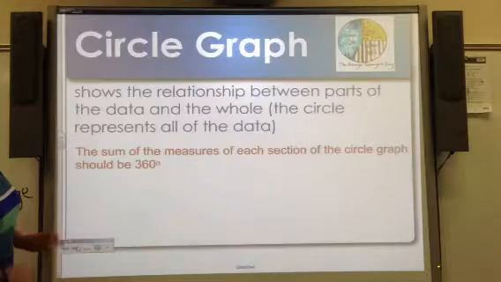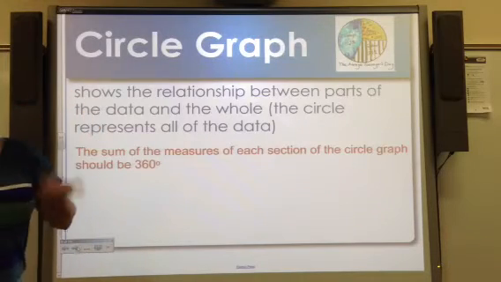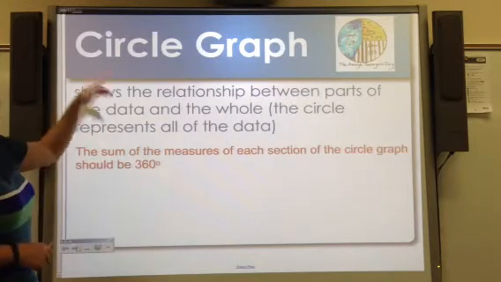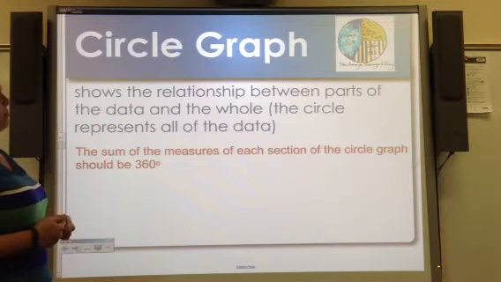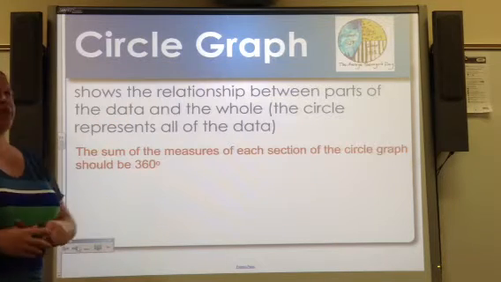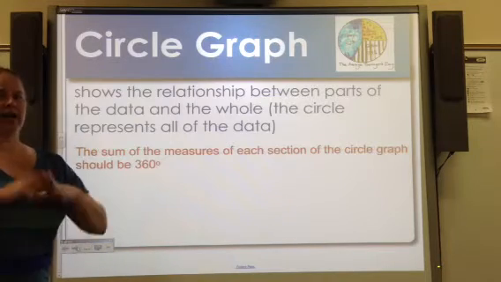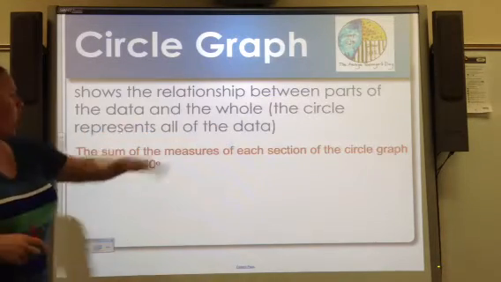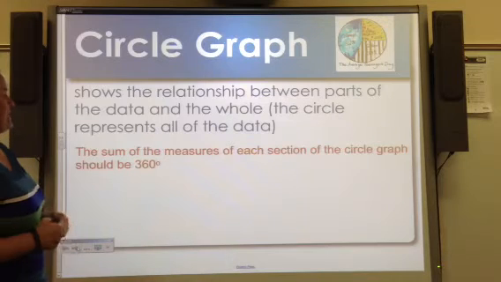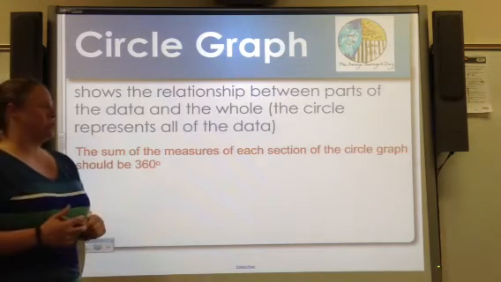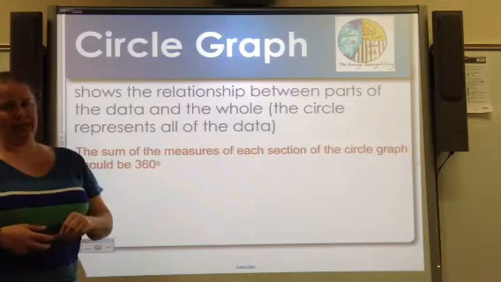Circle graphs, and we've been dealing with those a couple of times this year. Circle graphs show the relationship between parts of the data and the whole of the data. The circle itself represents the entire piece. It represents all of the data. So in red it says the sum of the measures of each section of the circle graph should be 360.